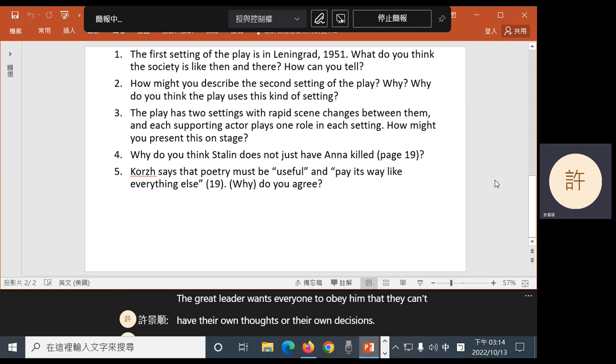We can also notice some other evidence. For example, on page two, the first long paragraph. At the end of line one, Lily mentions the secret police. What kind of society would need a secret police? Right, a very controlled kind of society.